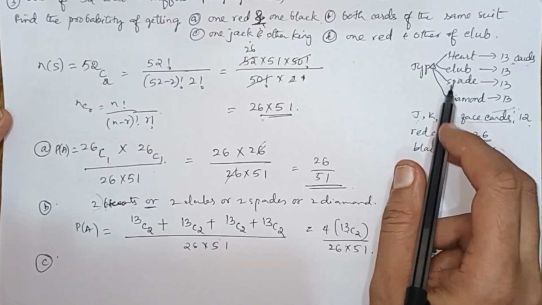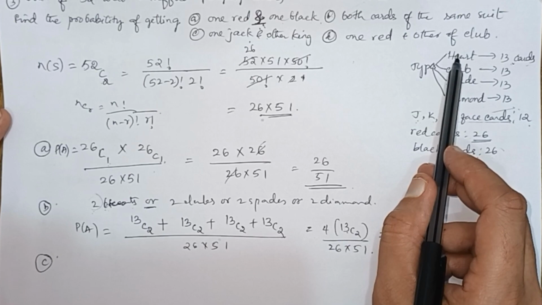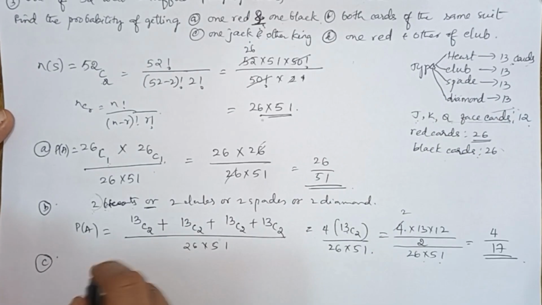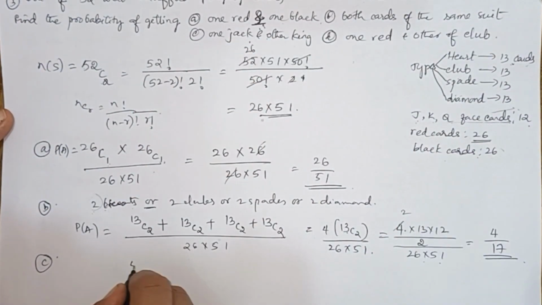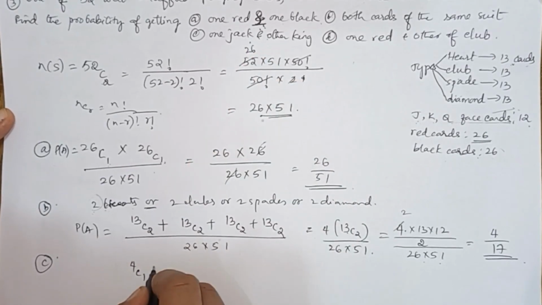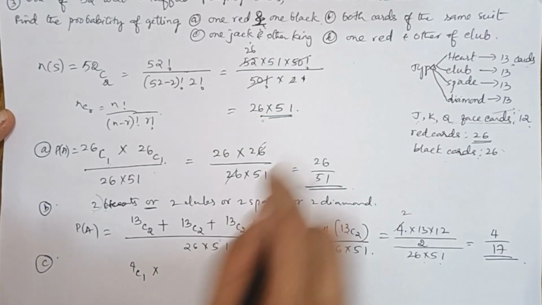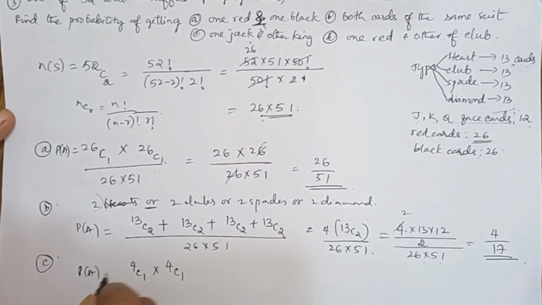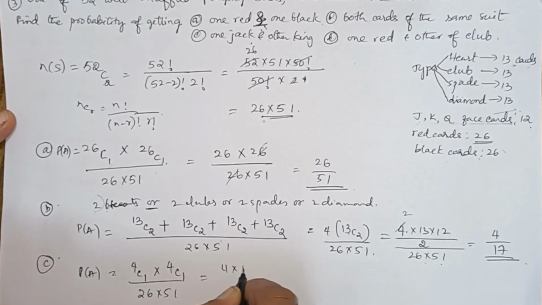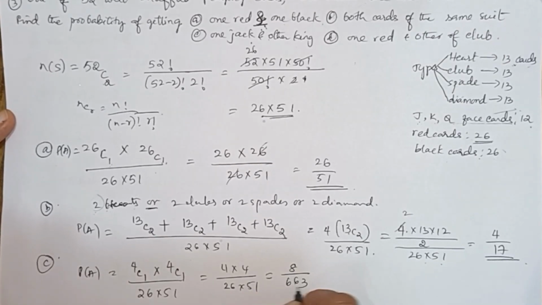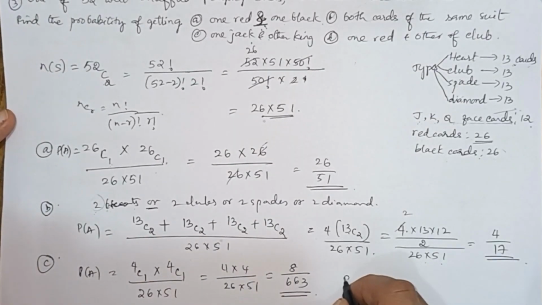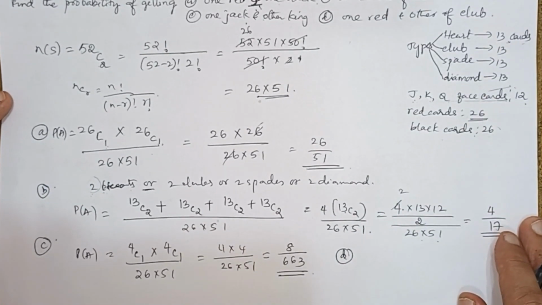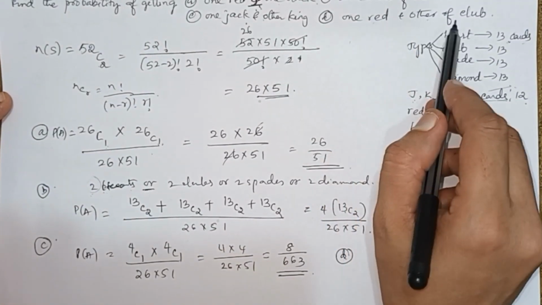Totally, there are four jack cards, because there is one jack in each type. So jack is 4C1, and the other card is a king. There are four king cards, therefore 4C1. P of A is equal to 4C1 into 4C1 divided by 26C2, that is 4 into 4 by 26 into 51, which is equal to 8 by 663. This is the probability.